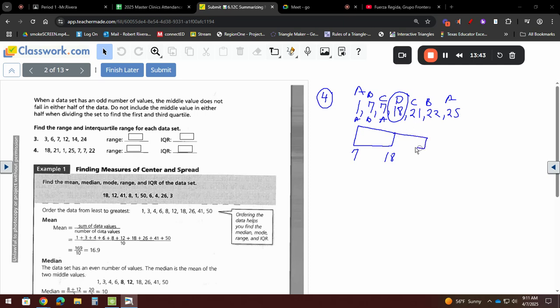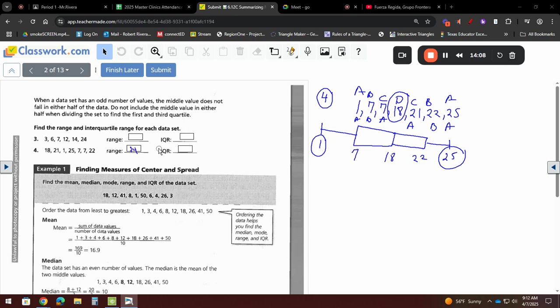Upper quartile, which is Q what? 3. Do I need to include 18 with part of the upper half? No. The only time we do that is when there's 2 in the middle. So here we go. A, B. Then the whiskers, 25. The other whisker is what? 1. How do I find the range? 25 minus 1, which would be 24.